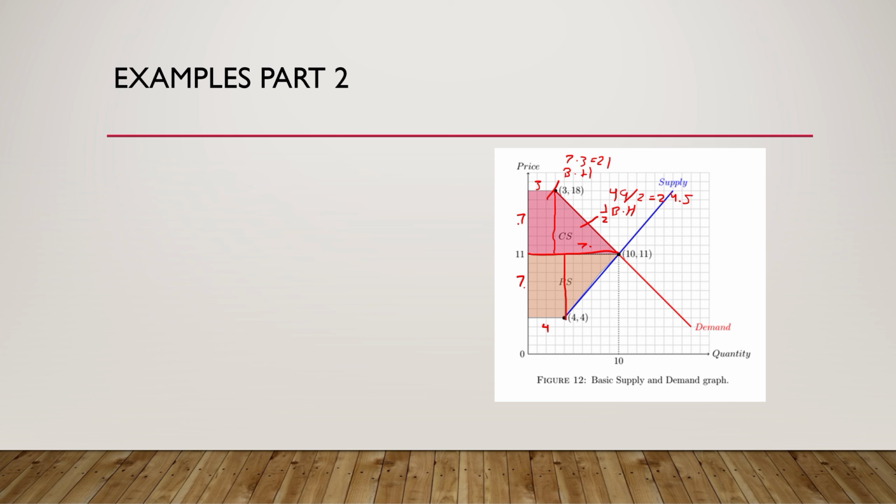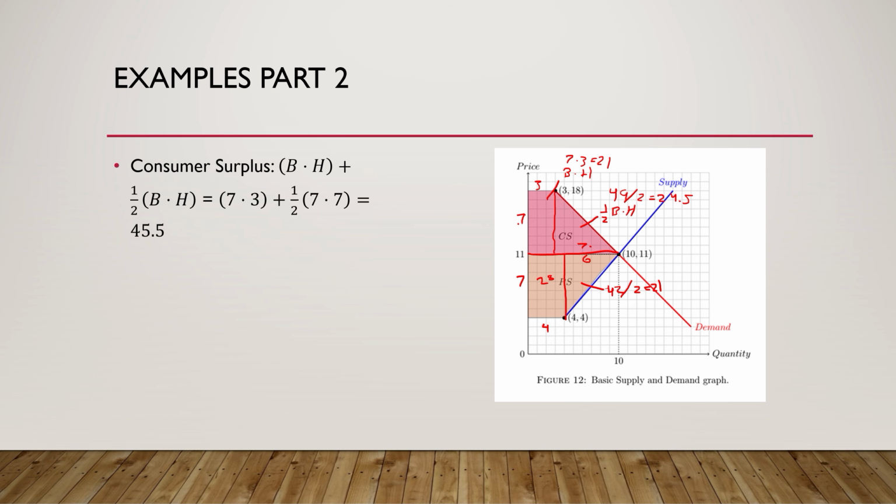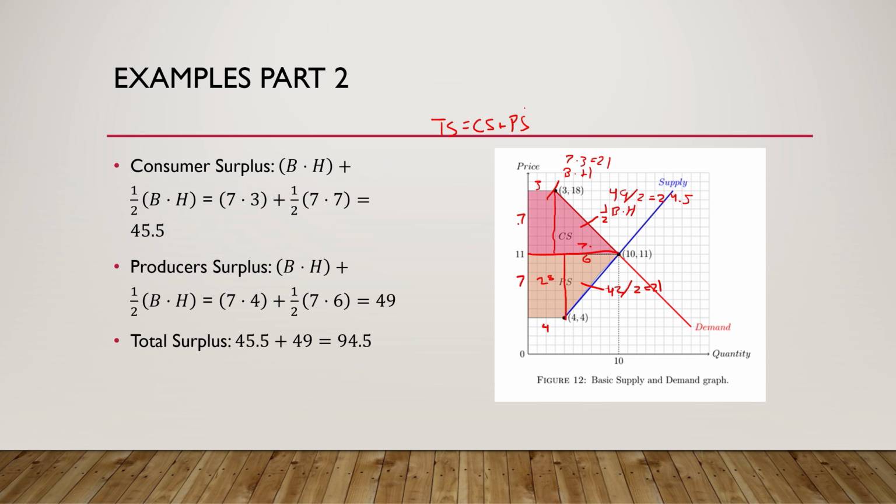Moving on to producer surplus, base times height of this rectangle will give us 28. For the triangle, we can see that this area is 42. Divide that by 2 is equal to 21. All we have to do now is add each of these two together to get their respective amounts. For consumer surplus, that comes out to 45.5, and for producer surplus, that comes out to 49. Total surplus is just the sum of both of these two metrics, which comes out to 94.5.